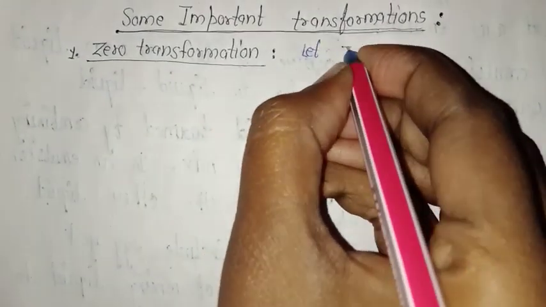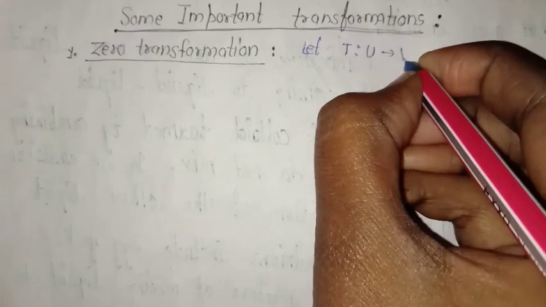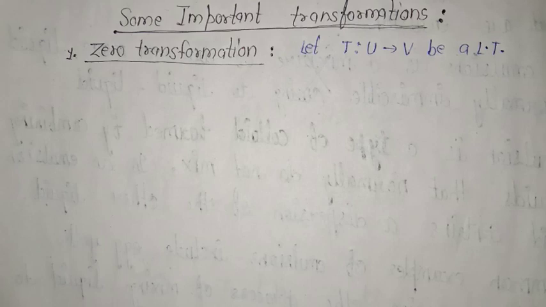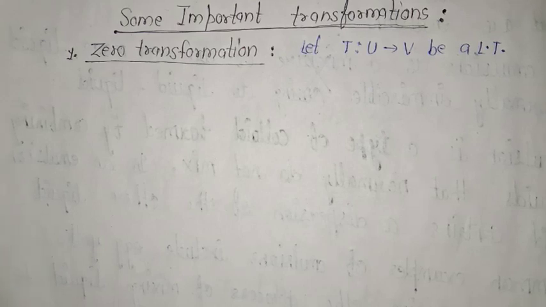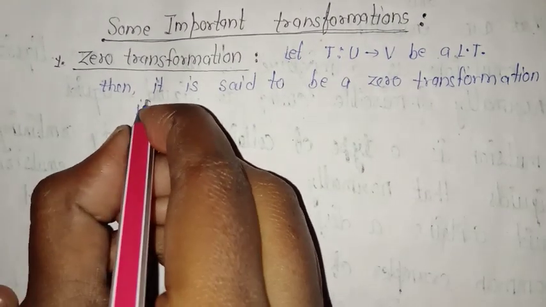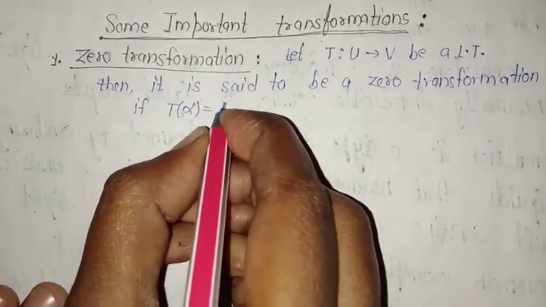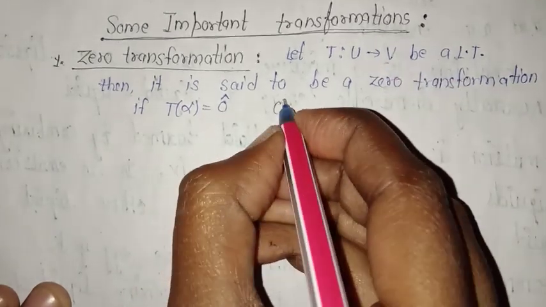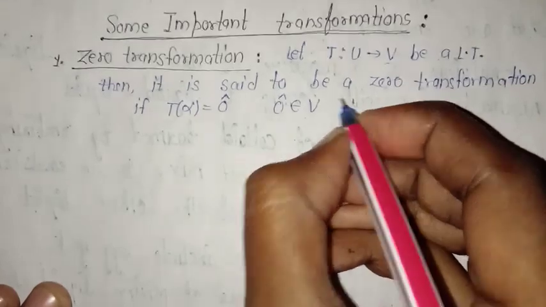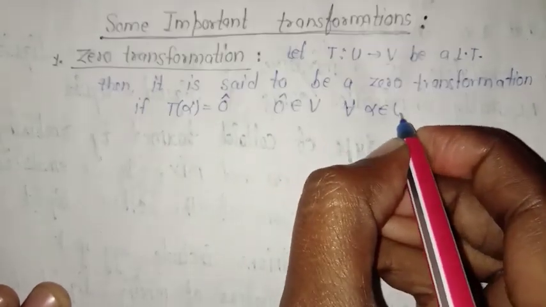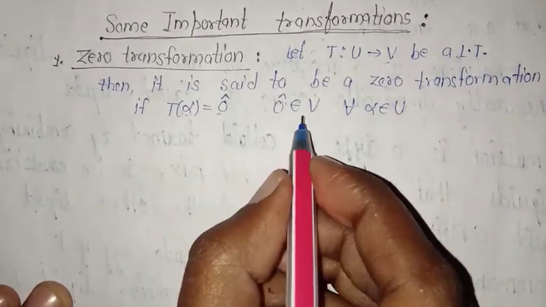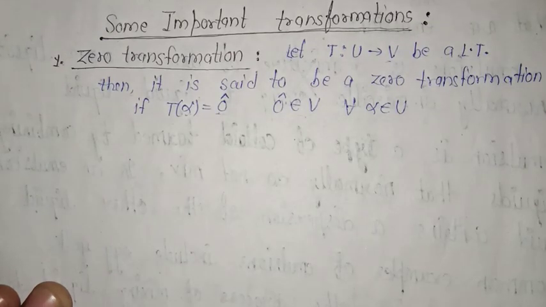The definition of zero transformation is as follows. Let T from U to V be a transformation. It is said to be a zero transformation if T of alpha equals 0, that is, this 0 is the zero vector of vector space V, and this is true for all alpha belonging to U. That is, all the elements of the vector space U are mapped to the zero vector of the vector space V. If a transformation satisfies this property, we say that the transformation is a zero transformation.